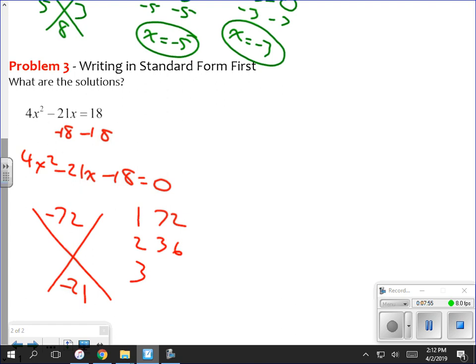3 goes into 72 24 times. 3 and 24. Right? 3 times 24 is 72. 24 minus 3 gives me 21. So I have 24 and 3. And this one is negative because that's negative down there. Now I have a 4 in front. So what do I have to do next? I have to put both of these over 4. Over 4, over 4.